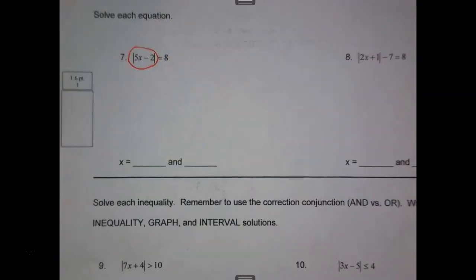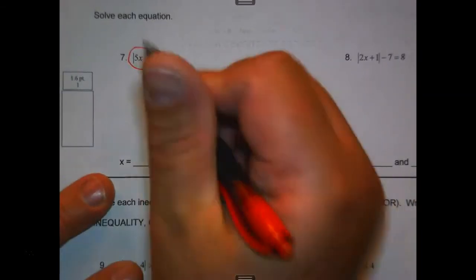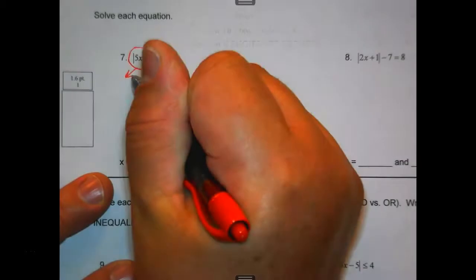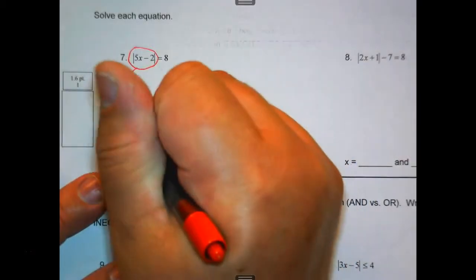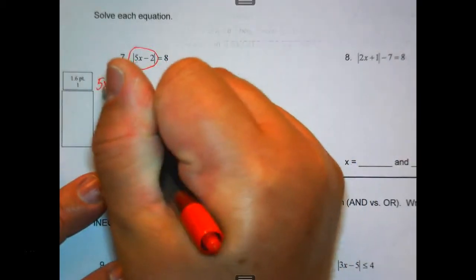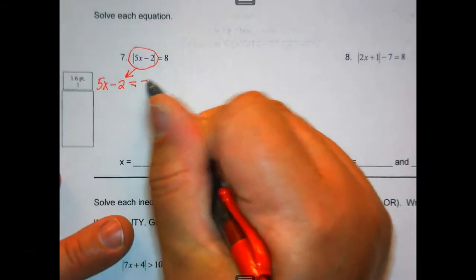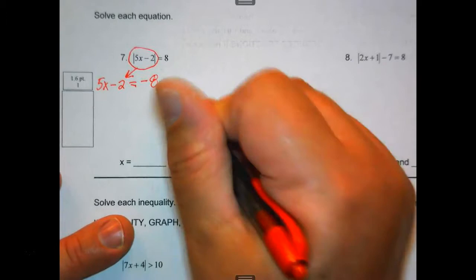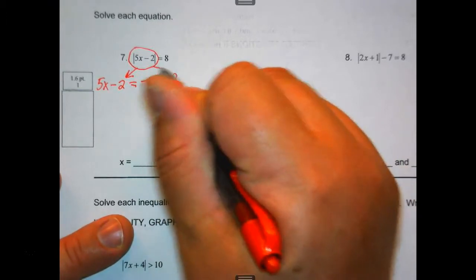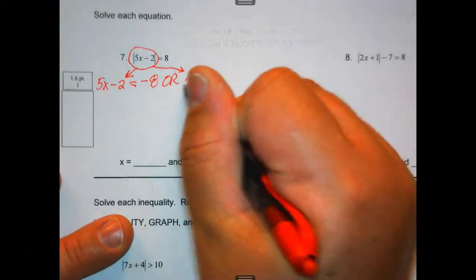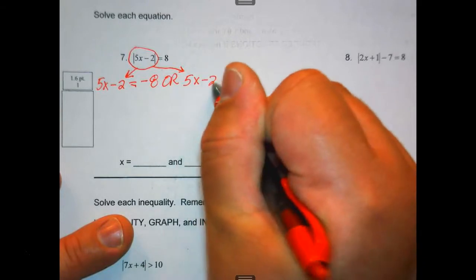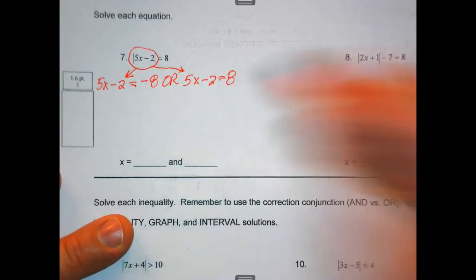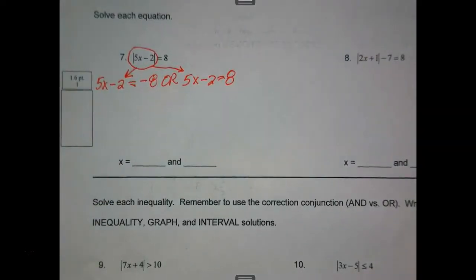And then you're going to separate it. Take one, what's inside, 5x minus 2. I like putting my negative number on the left-hand side. It's just preference. Or take what's inside, set it equal to what's there. Then just solve for x.